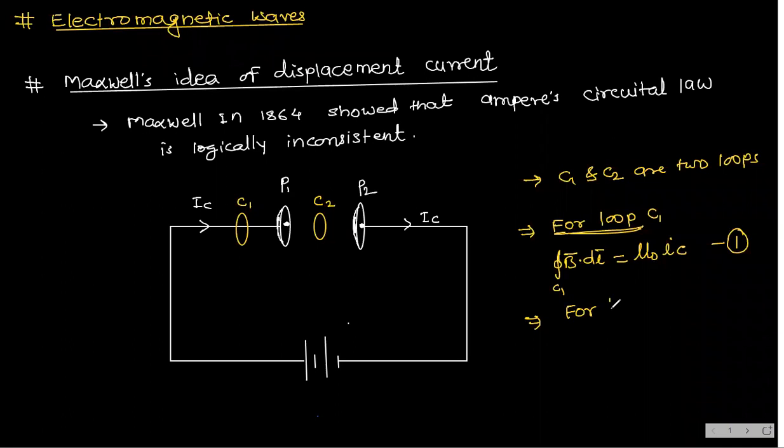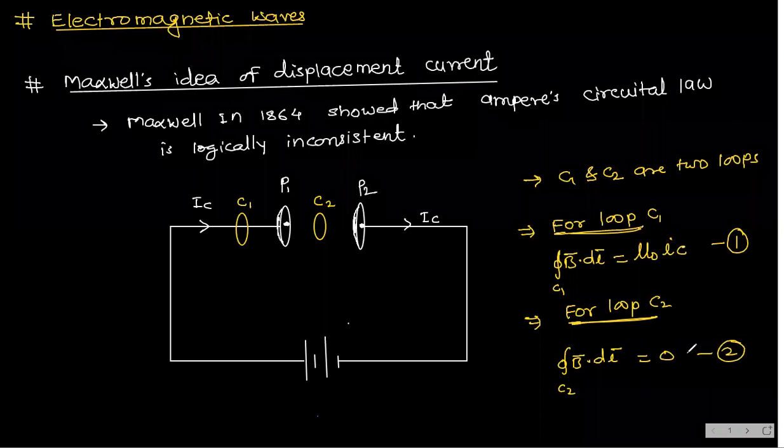Now, for loop C2, now this C2 is lying in between what? Two plates of the capacitor. So in between these two plates, there is no flow of current, and that's why closed integral of B bar dot DL bar for this loop C2 is equal to 0. Okay.